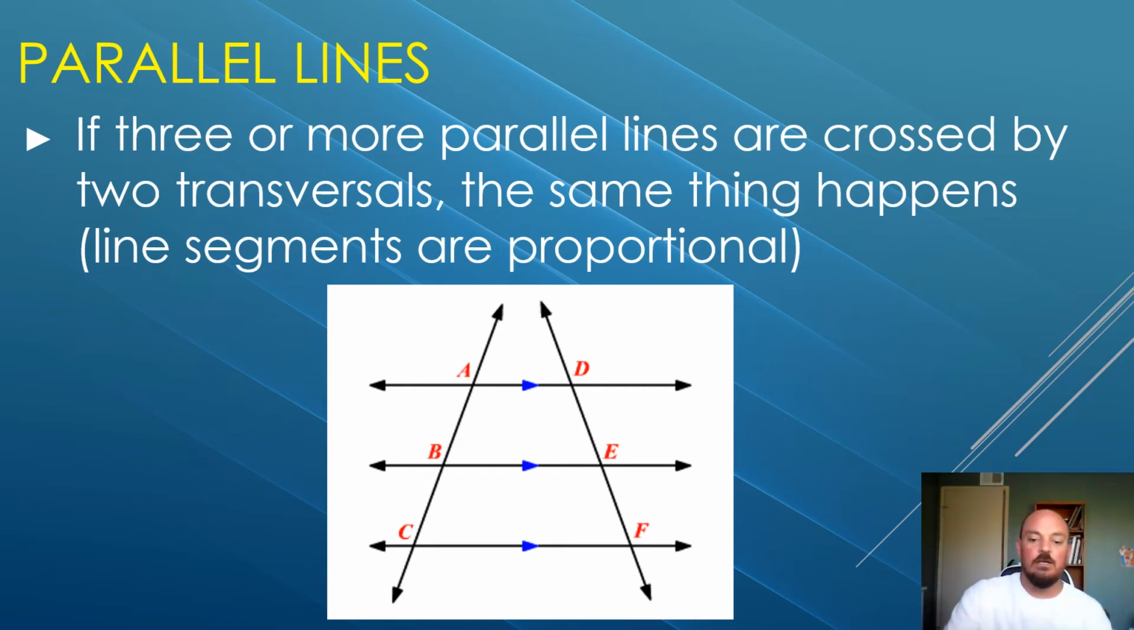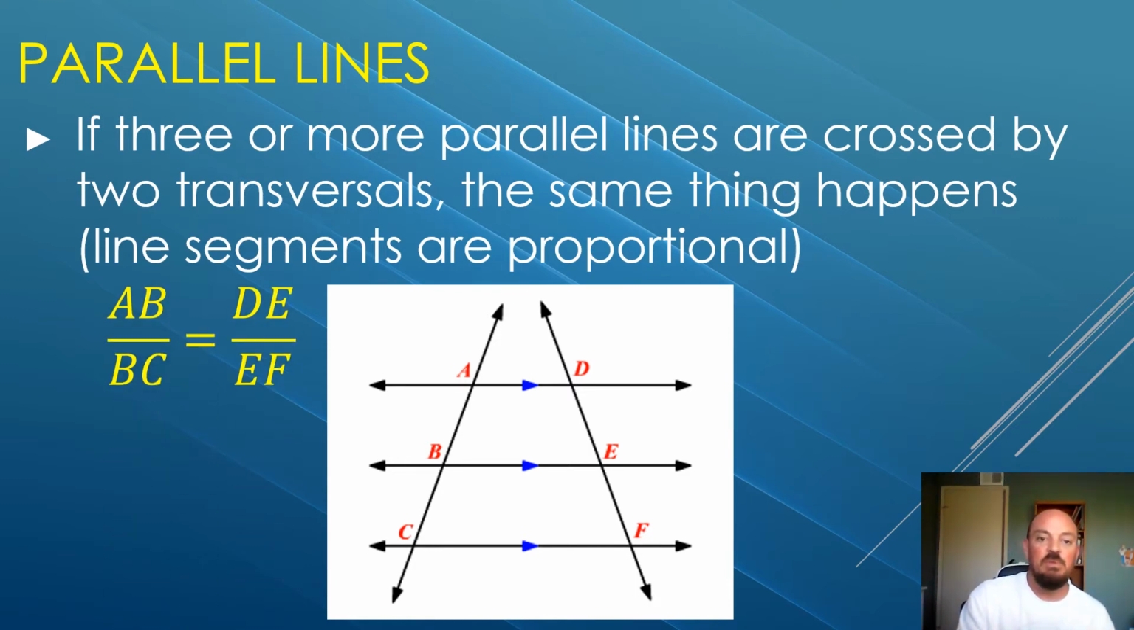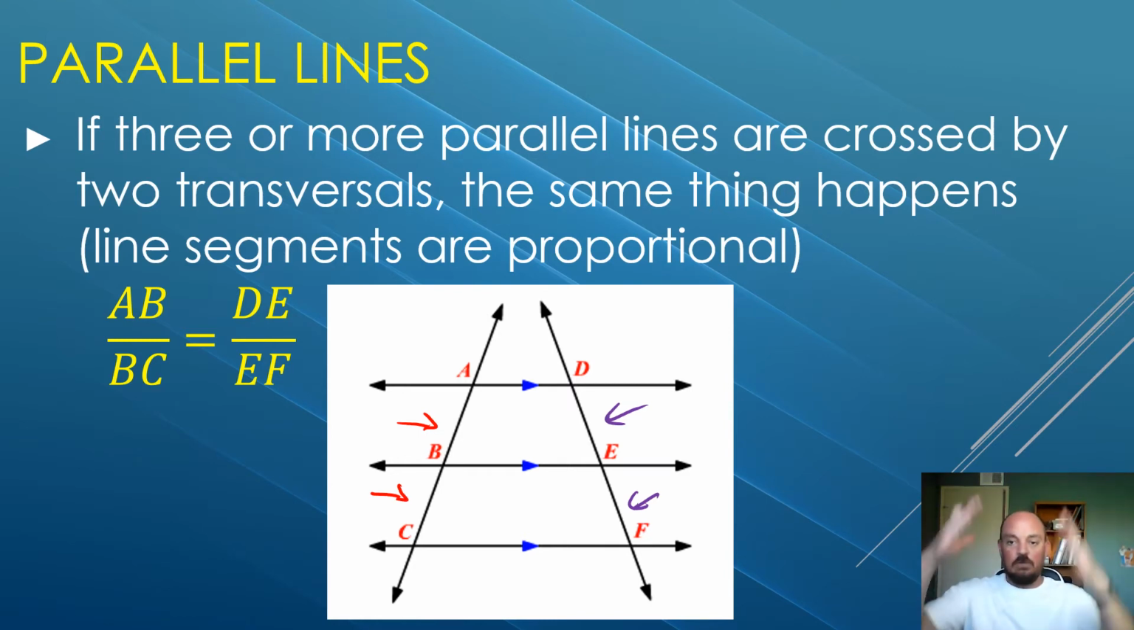What we're saying here is AB over BC, those two segments are proportional to DE over EF, that side. It's actually the exact same theorem, it's just not a triangle. It's 3 parallel lines and 2 lines. It doesn't actually ever form a triangle, but it's really saying almost the exact same thing.